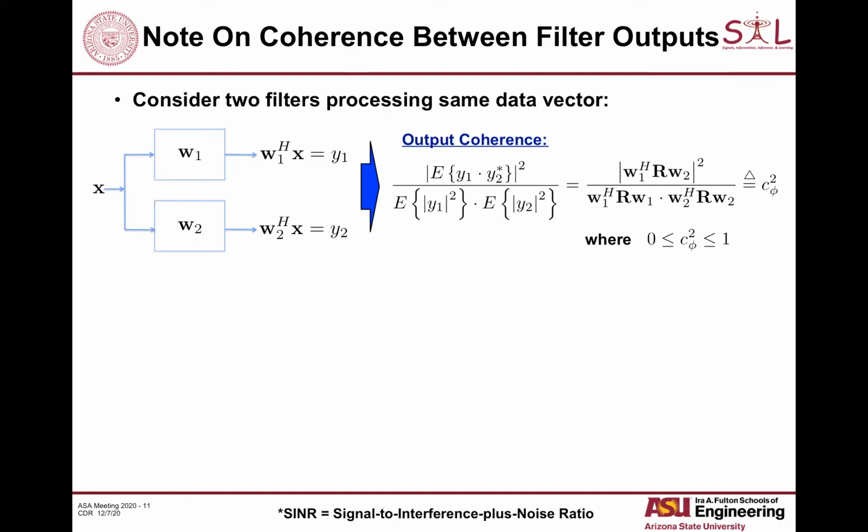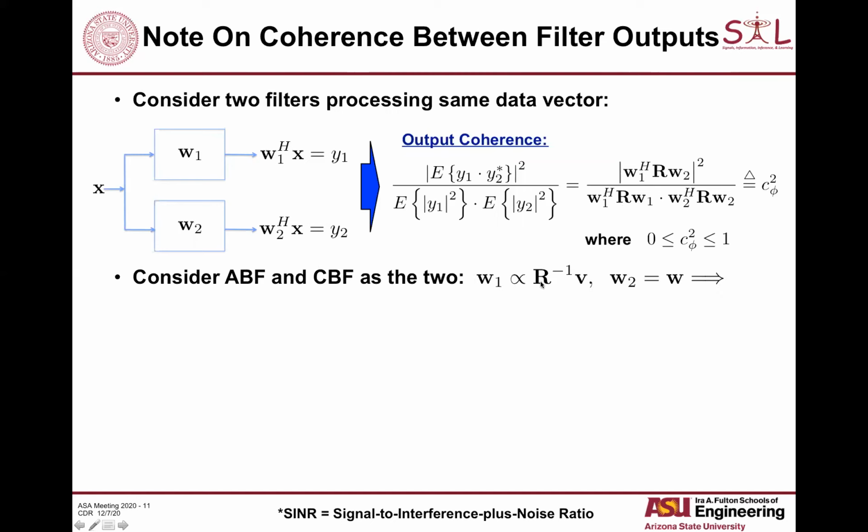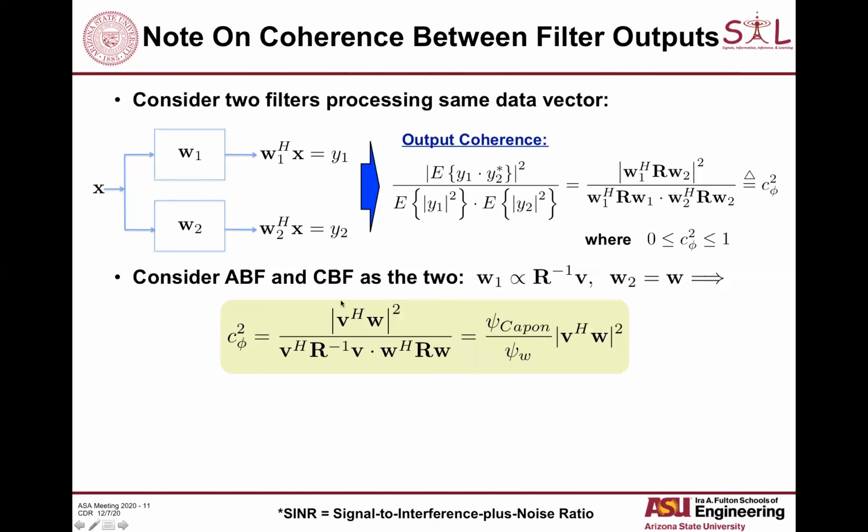We can establish that simply using the Cauchy-Schwarz inequality. Now, if I let the first filter be proportional to R inverse V, like the MVDR filter, that is a filter that maximizes the output SINR, and I let the second filter be some arbitrary filter W, like my conventional beamforming filter, then this C phi squared takes on this form here. Notice that this can be written as the ratio of phi Capon to phi W. There's my phi W and there's phi Capon.